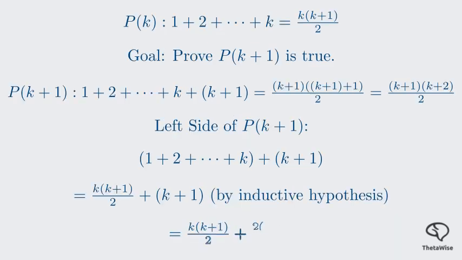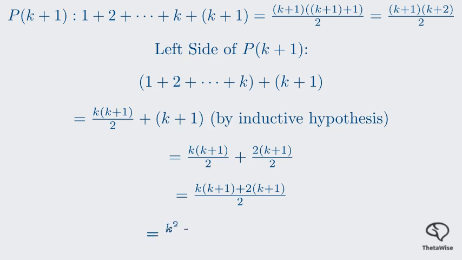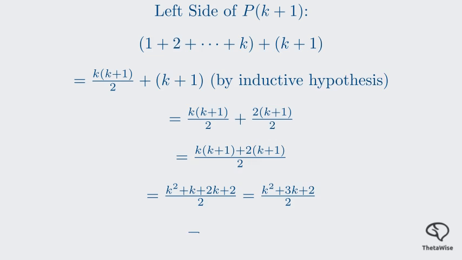We find a common denominator and combine the terms. This gives us (k squared plus k plus 2k plus 2) all over 2. This simplifies to (k squared plus 3k plus 2) over 2. Factoring the numerator gives us (k plus 1) times (k plus 2) over 2. This is exactly the right side of P(k plus 1). We have successfully shown that if P(k) is true, then P(k plus 1) must also be true.